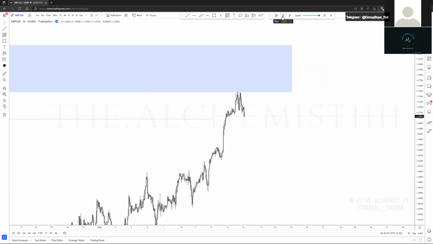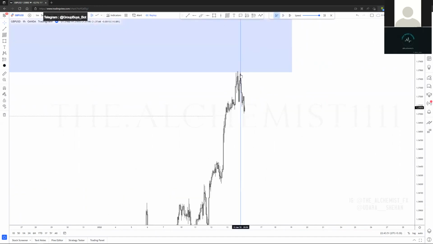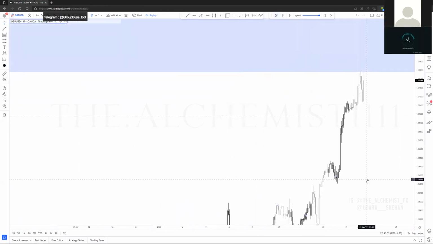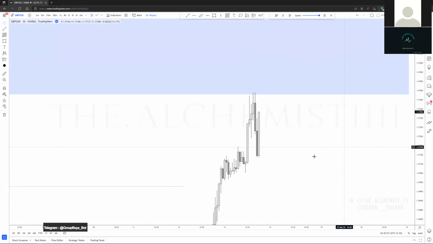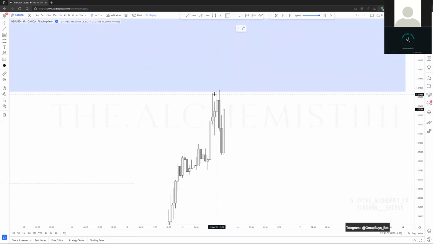And there we go. See that? It went inside of that. It just did a little touch, and it's enough. Then what did we get? Stop hunt of a swing high, break of a swing low. Can you see that?